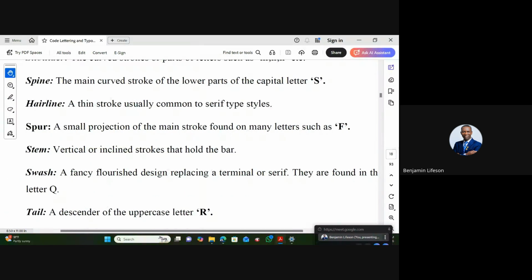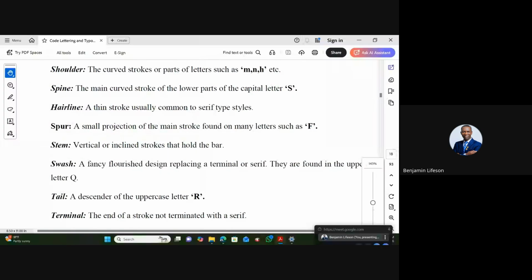Then we come to the stem. The stem is a vertical or inclined stroke that holds the bar, like the A and so on. So that is the stem.